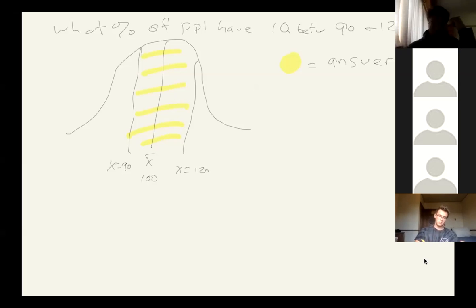I'm going nice and slow here. I've shown you what the answer to the question is. What percentage of people have an IQ between 90 and 120? We can't just get that in one go because we have no column that does that. So we have to break it down. And we have to find the area between one score and the mean and the area between the other score and the mean, and then add them together. So in other words, I have to get this brown area here, and I have to get this green area here. And when I add them together, I'm going to get the yellow area that I need.